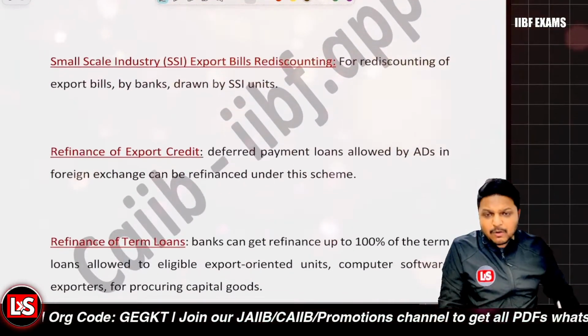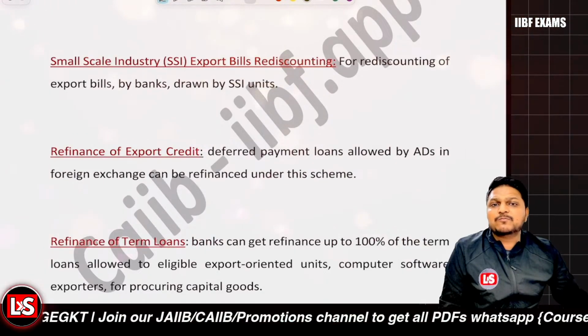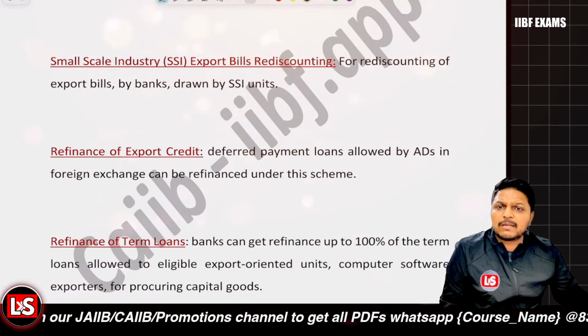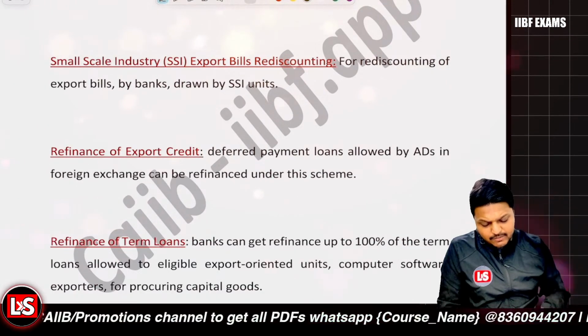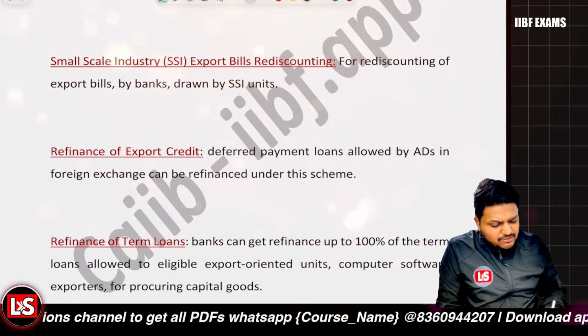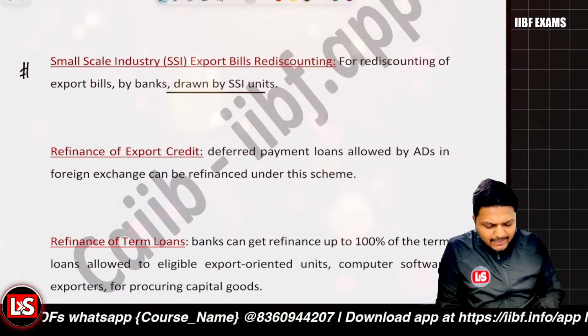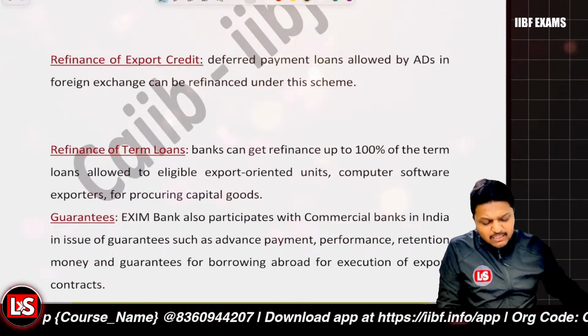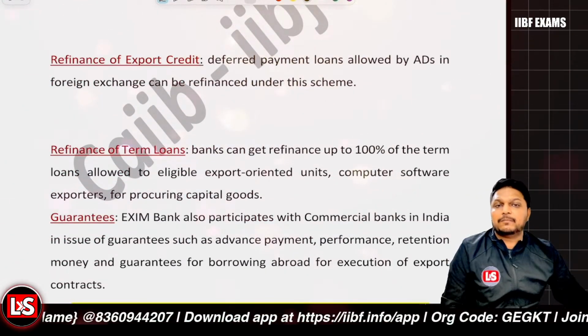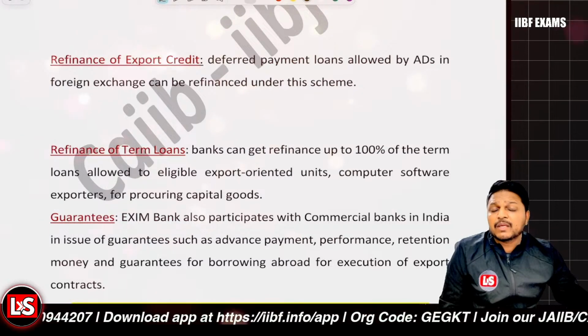The second one is about the small scale industry export bill rediscounting. That's also the same, but for the small scale industry units. Now, the small scale industry unit, which has basically drawn the bills, those can be rediscounted with the Exim Bank. The third one is about the refinance of the export credit.